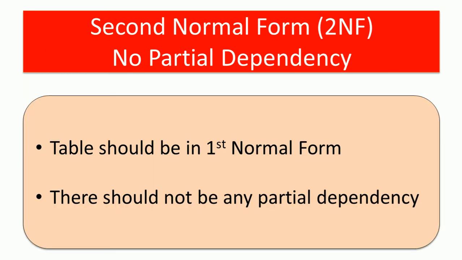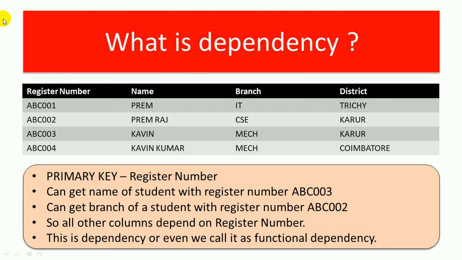For a table to be called as following second normal form, it should already be in first normal form, and then there should not be any partial dependency. So what do you mean by partial dependency? Before that, what do you mean by dependency? Let us take this table as an example. We have four columns: register number of a student, name of the student, branch and district.